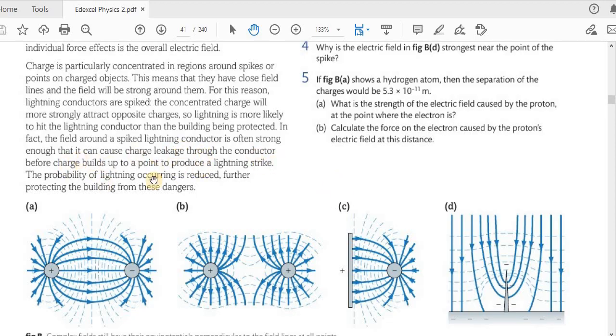Leakage through the conductor before charge builds up to a point to produce a lightning strike. The probability of lightning occurring is reduced, therefore protecting the building from these dangers. Okay, so what that means is, now here let's say the air is charged, so this charge leaks and neutralizes that way also we can say it.